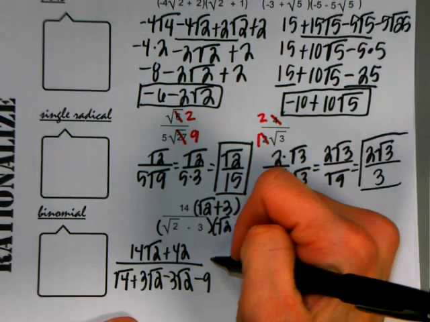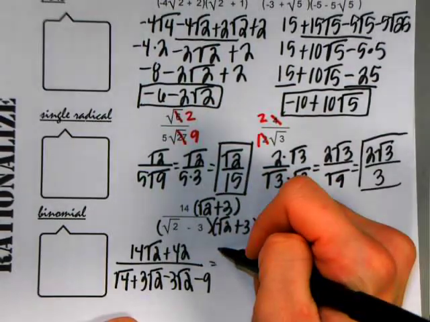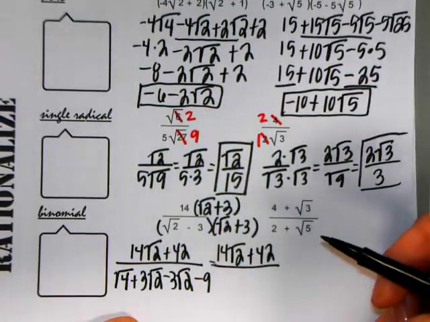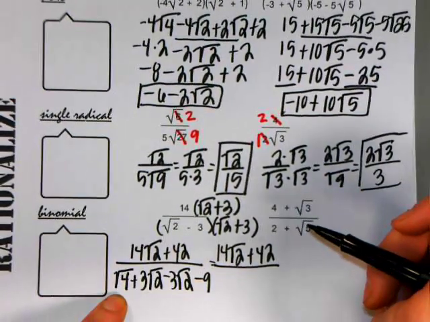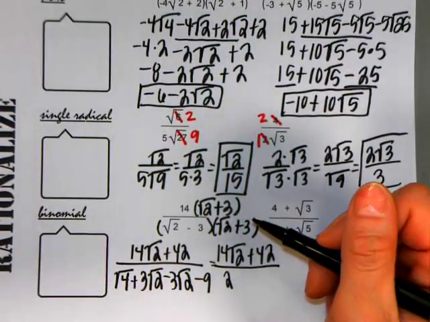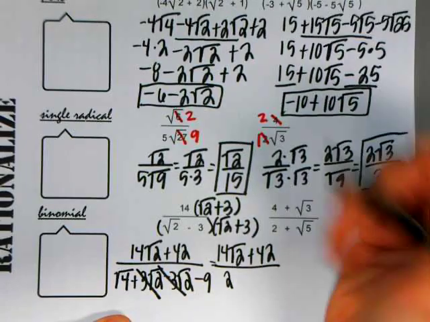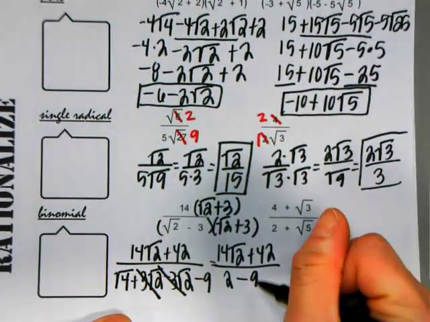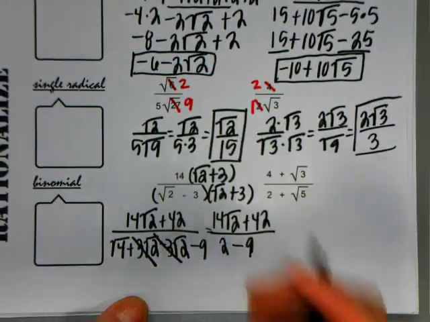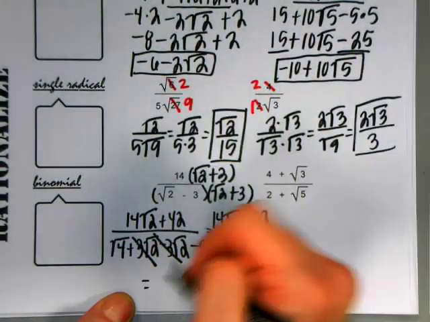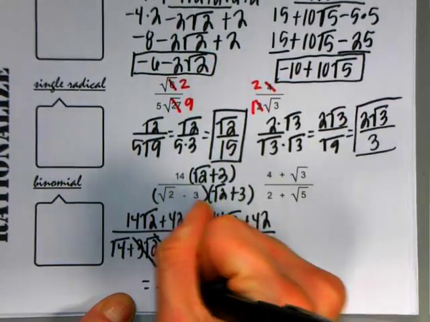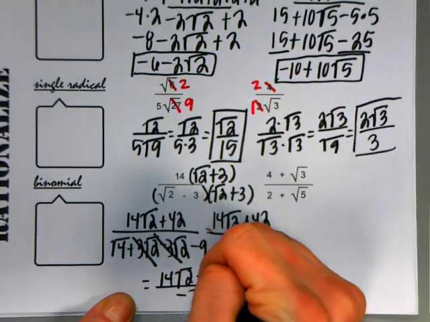And then from here, top is 14 radical 2 plus 42. Bottom, we have the square root of 4, which is 2. Positive 3 radical 2 and negative 3 radical 2 cancel. Minus 9. So we have 14 radical 2 plus 42 over 2 minus 9, which is negative 7.